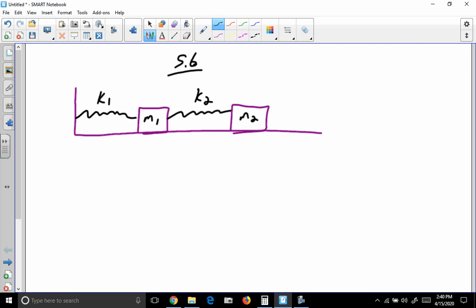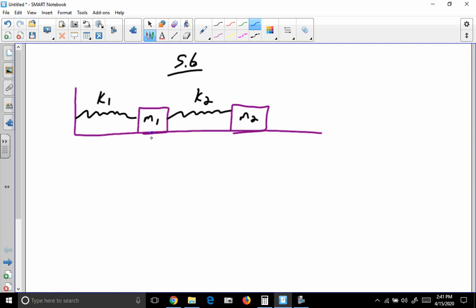I think there is an example in homework. I don't think I assigned this one, but we could say that there's an external force pushing over here, but I think we left that one off. So let's look at our equations here.